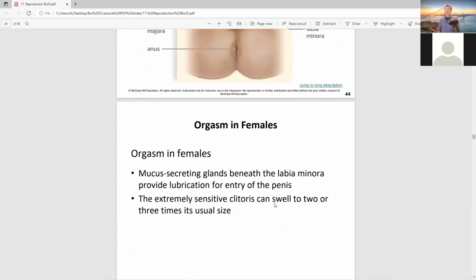Okay, so orgasm in females: mucus-secreting glands beneath the labia minora provide lubrication for entry of the penis. The extremely sensitive clitoris can swell to 2 or 3 times its usual size.